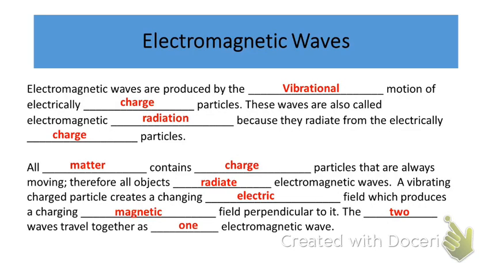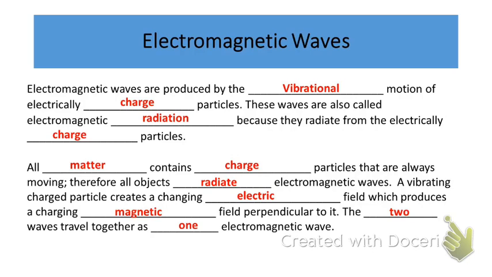Now remember that all waves are generated by the vibrational movement of matter. But when a charged particle is moving in vibrational motion, it creates a very special type of standing wave known as an electromagnetic wave. These waves are also called electromagnetic radiation because they radiate from an electrically charged particle.